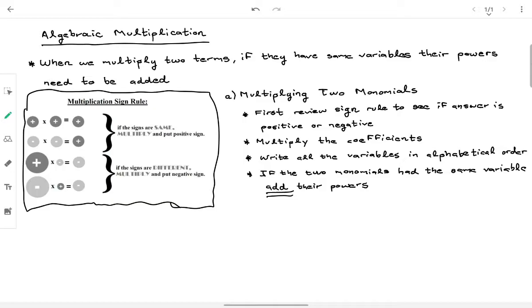The next thing we are going to do is multiply the coefficients, or the numbers or the fractions. That's the numerical part. We are going to write all the variables in alphabetical order. And at the end, remember, if the two monomials have the same variable, we will add their powers. So let's see some examples today about multiplying two monomials.